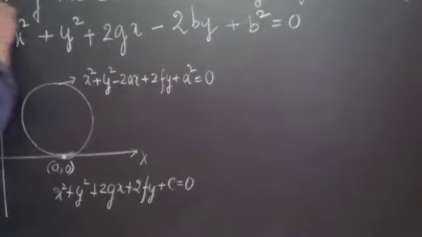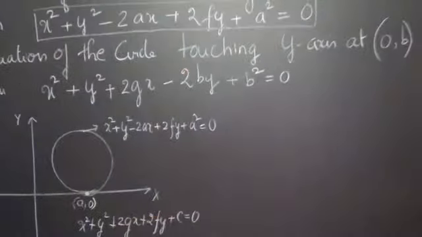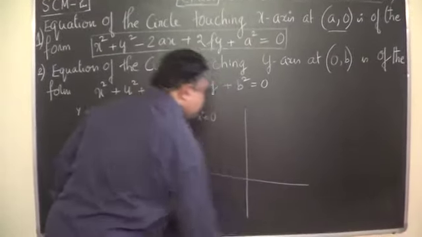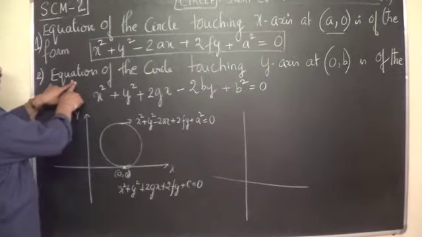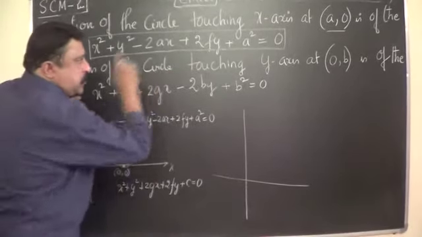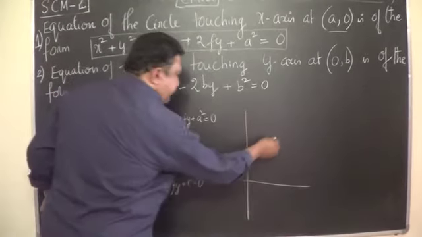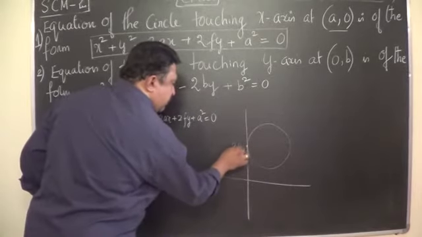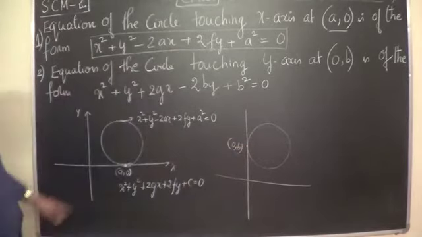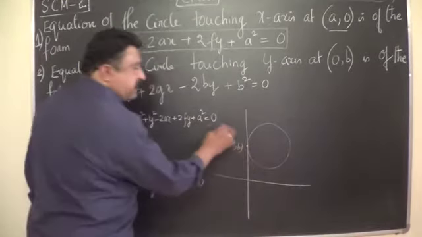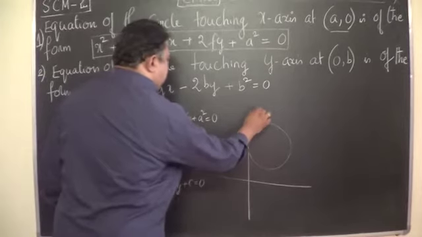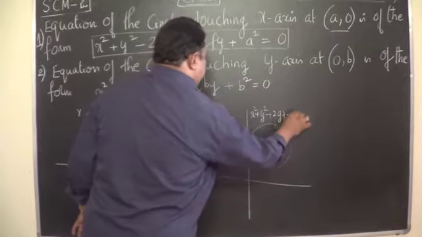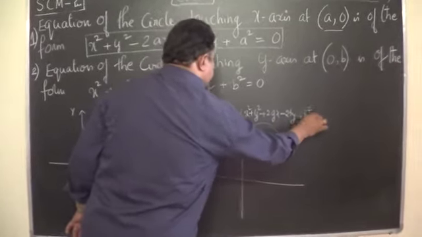Now the second note says that the equation of the circle touching the y-axis at 0 comma b. So this is the circle touching the y-axis and this point is 0 comma b. Then the equation of this circle which is touching the y-axis at 0 comma b is of the form x square plus y square plus 2gx minus 2by plus b square is equal to 0.